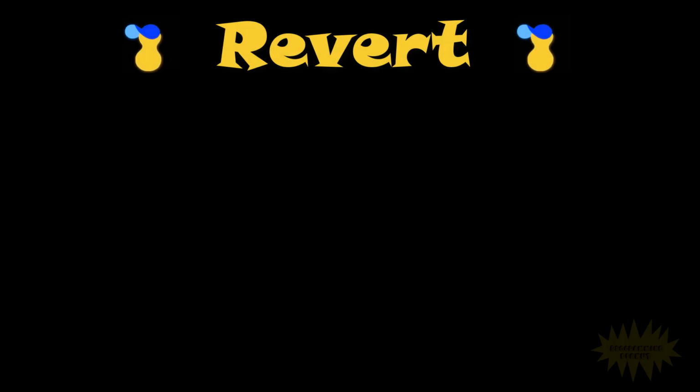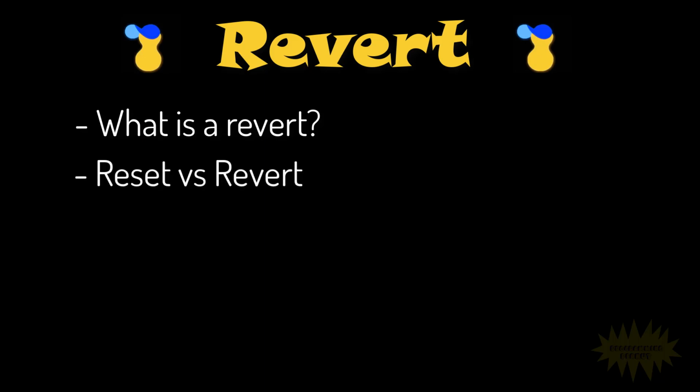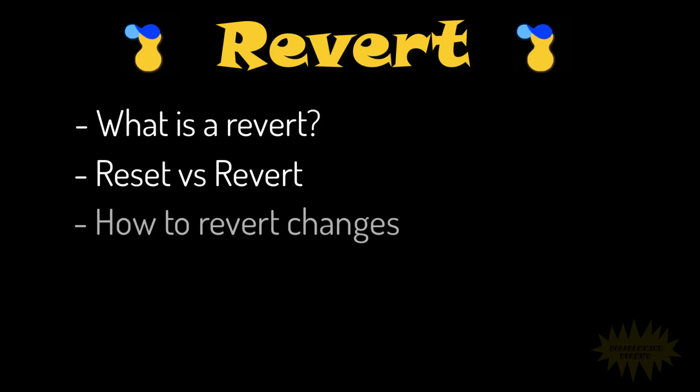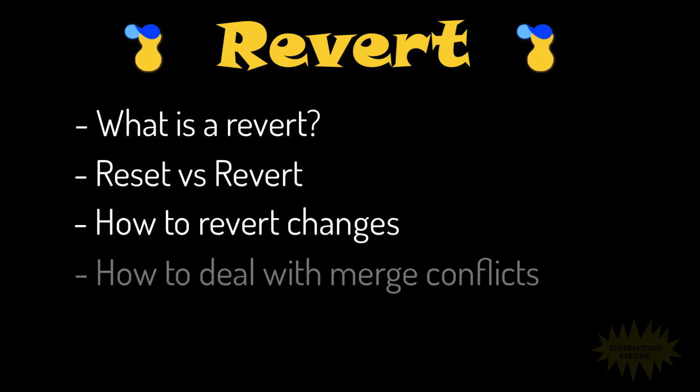Hey, what's up everyone? In this video, we're going to go over the Git Revert command. We're going to go over what a revert is and how it works. Then we're going to do a comparison between Git Reset and Git Revert because a lot of people seem to get those two confused. Then of course, we're going to do a quick demo on how to actually revert the changes. And then finally, we're going to go over how to deal with possible merge conflicts when using the Git Revert command. All right, so let's get started.